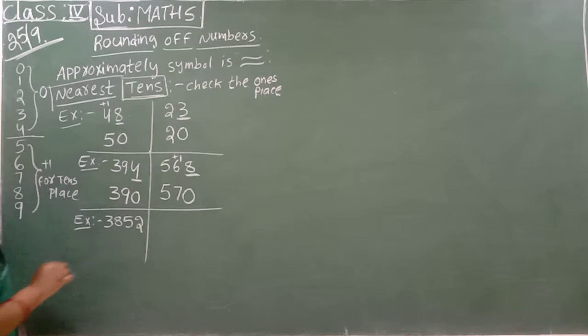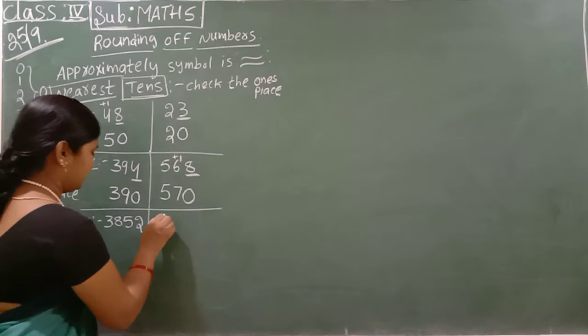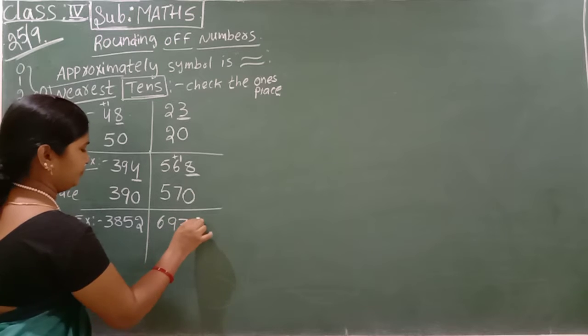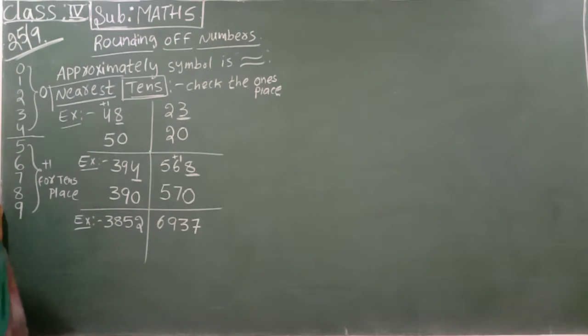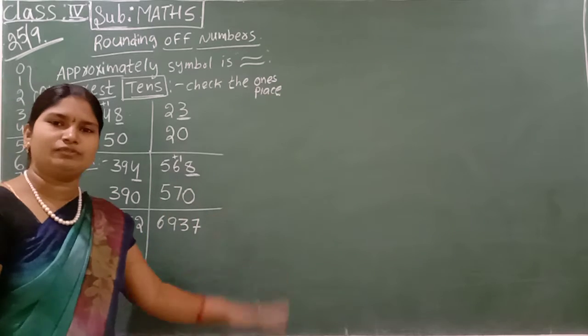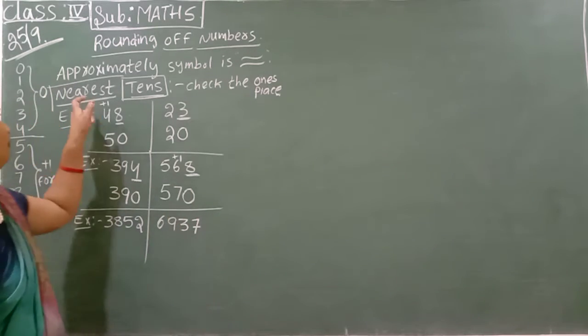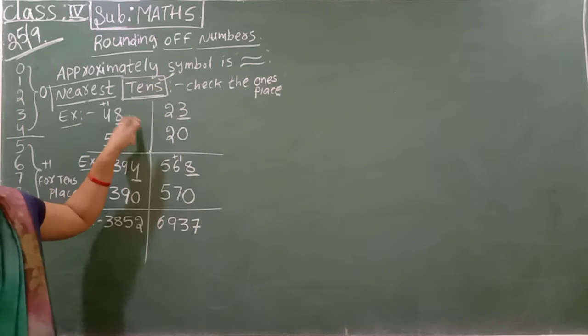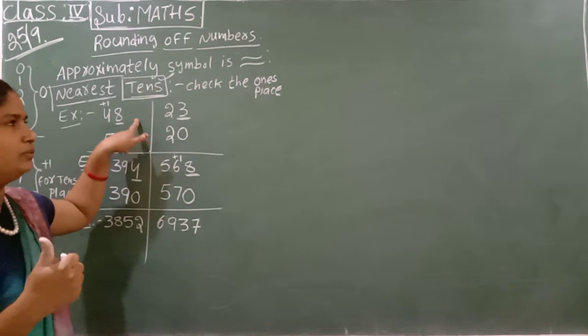5, 2. Okay. Next number, 6, 9, 3, 7. How many digits we have to take? Just forget the digits. We want nearest tens place. Nearest tens place. What we have to do?